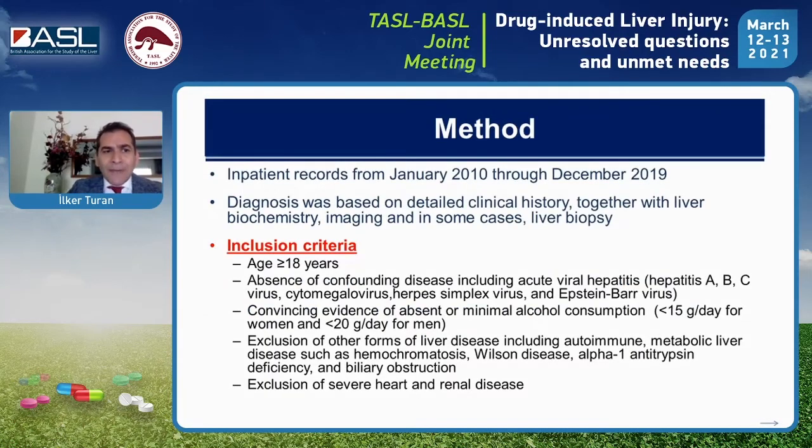In method, we analyzed the inpatient records from January 2010 through December 2019. Diagnosis was based on detailed clinical history together with liver biochemistry, imaging, and in some cases, liver biopsy. Main inclusion criteria were the absence of confounding disease, especially acute viral hepatitis, and the exclusion of other diseases, including autoimmune hepatitis, metabolic liver diseases, and biliary obstruction. So the evidence of absent or minimal alcohol consumption is a main inclusion criterion.